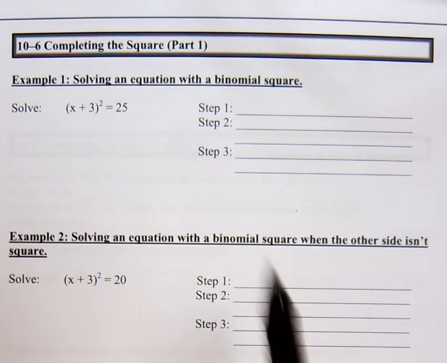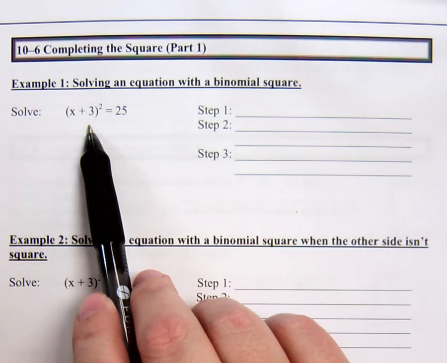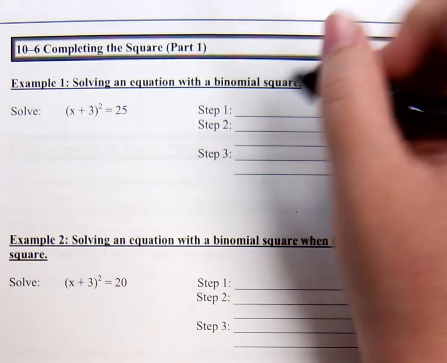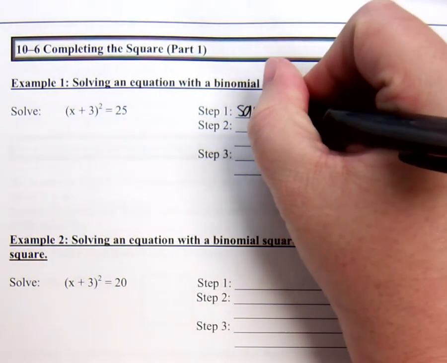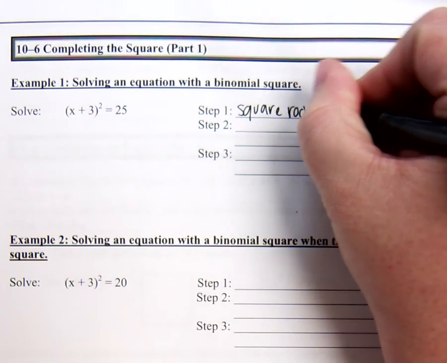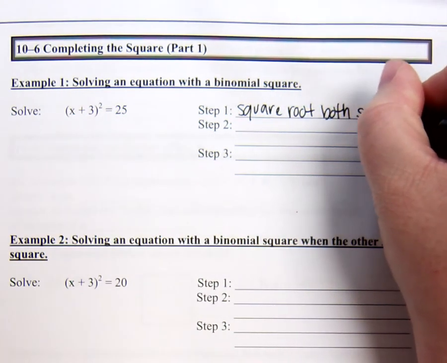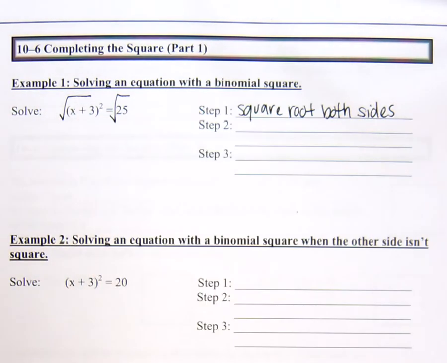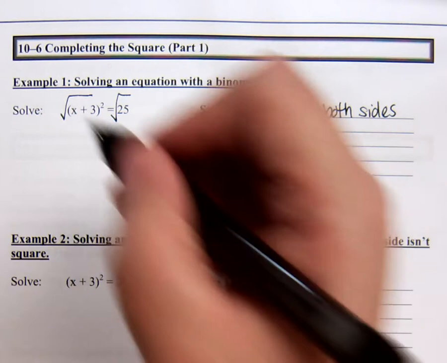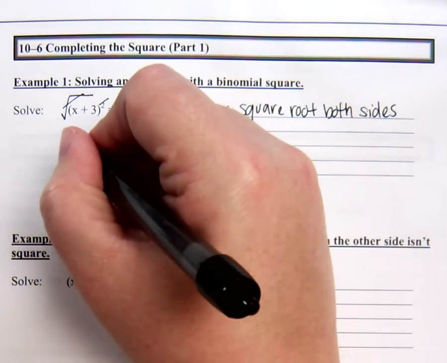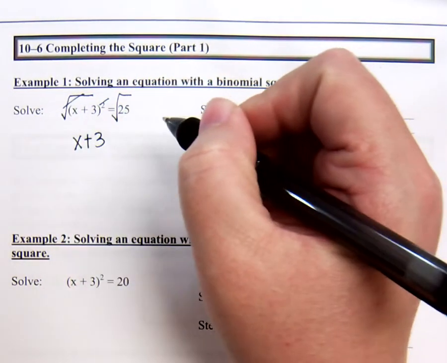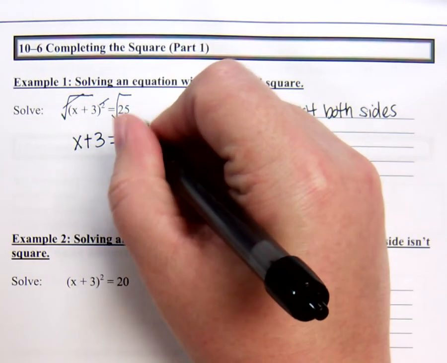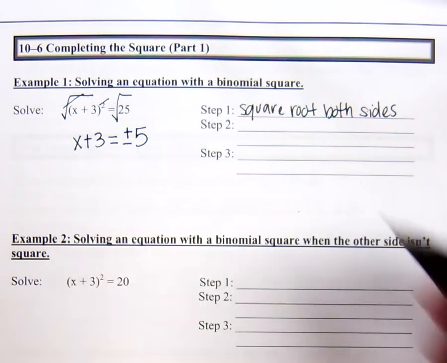So for this first one, notice that it's squared on this side, and you have a perfect square on the right hand side. So step one, we're going to go ahead and take the square root of both sides. So we take the square root. Square root and square are inverse operations, so those are going to cancel out. That leaves me with x plus 3 is equal to the positive and negative square root of 25, which is 5.